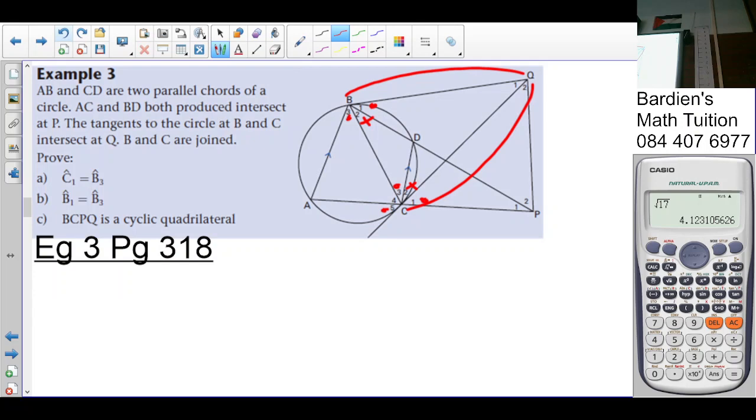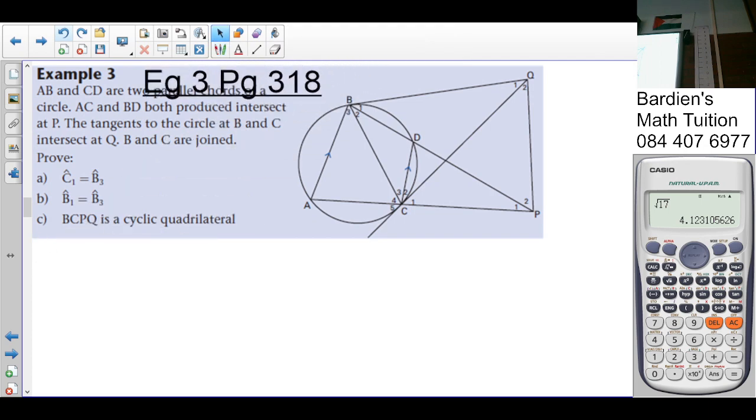B and C are joined. Prove that C1 is equal to B3. Can you see it has one dot? So we have already done the job. That's why it's important to read and plot as I'm doing it. It gives us a feel for the diagram. So let's go.